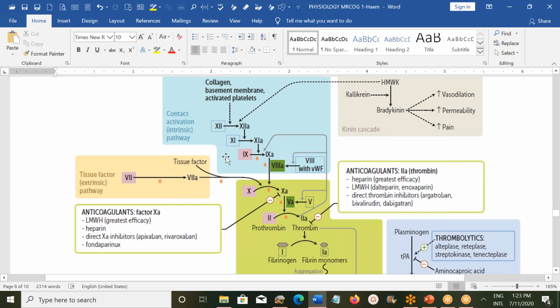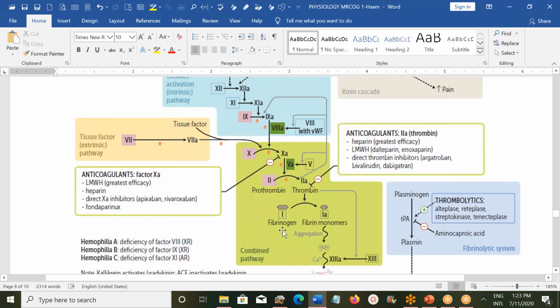Then these two, intrinsic and extrinsic, are going to merge at this point. So factor 10 will be converted to activated factor 10. And then what will happen at this point? In the presence of the cofactor, which is factor 5 converted to 5A, prothrombin will be converted to activated thrombin. And then what will this activated thrombin do? It will act here, and the fibrinogen will form fibrin monomers.